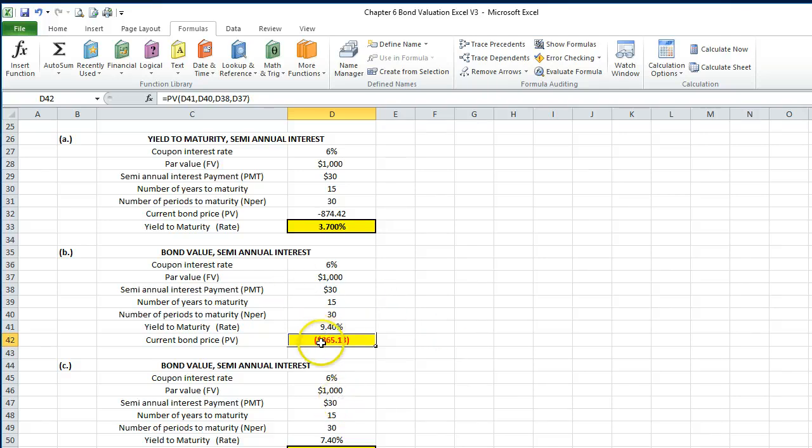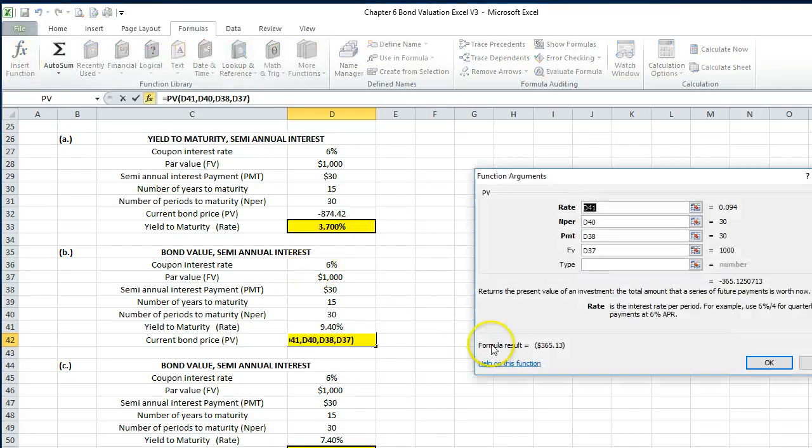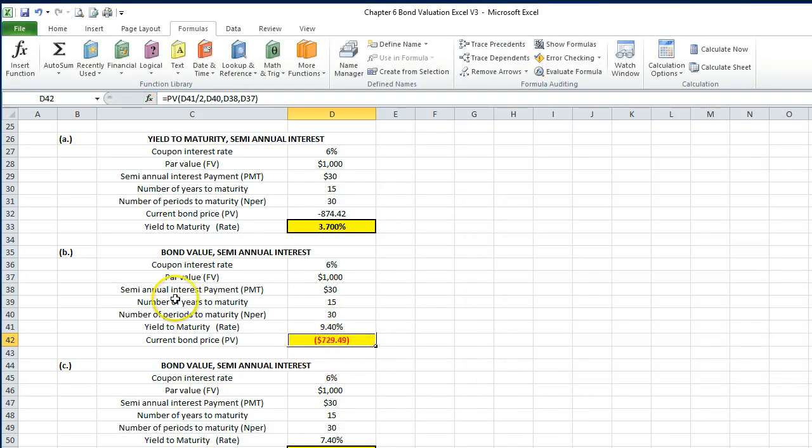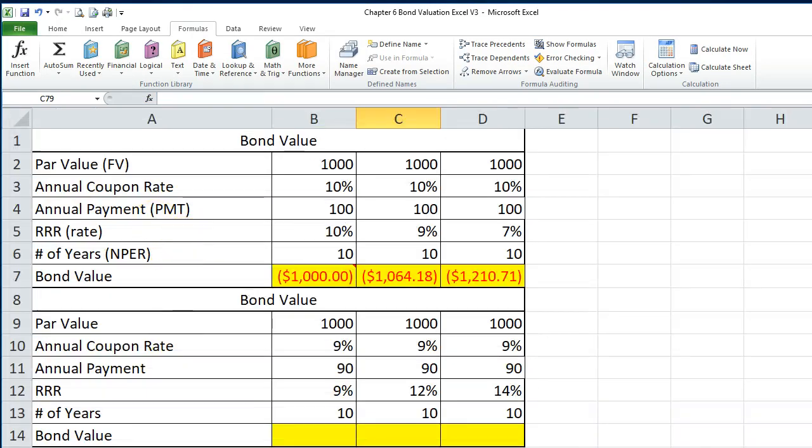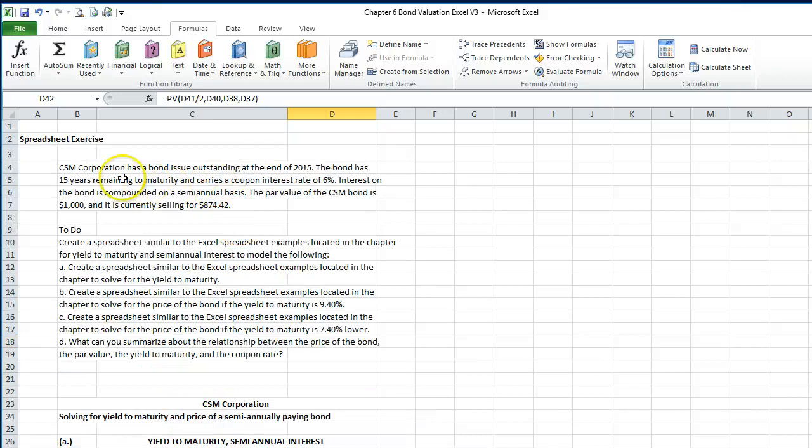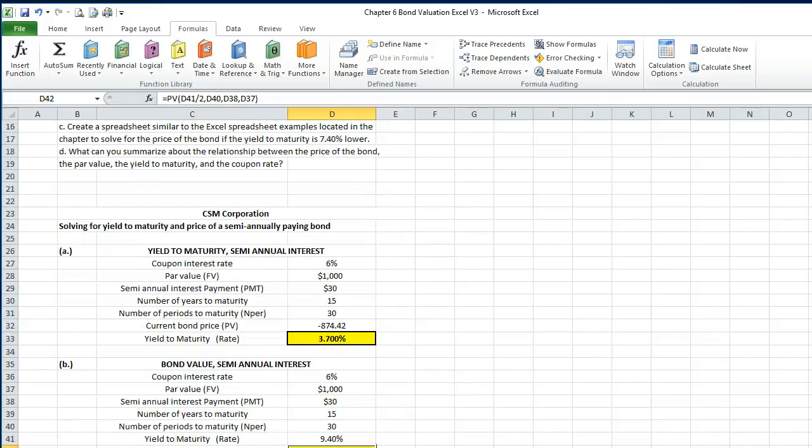Okay, this actually looks too low, so I think I missed something. Let me just go back in. Yes, the rate is the yield to maturity rate, which is an annual rate. I'm going to have to divide that by 2 to get the semi-annual rate. Okay, that looks better. So that's calculating the bond price, very similar to what we did over here in our bond valuations, but more in a word type of problem, which I've laid out for you here.